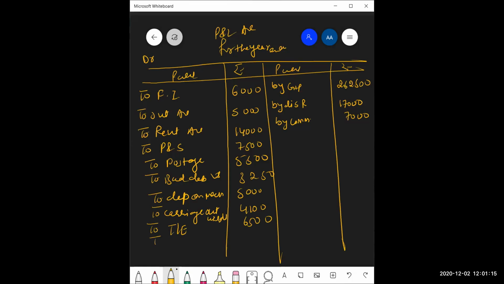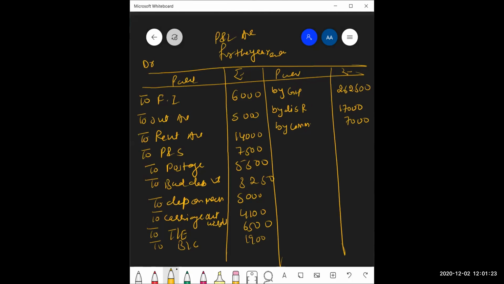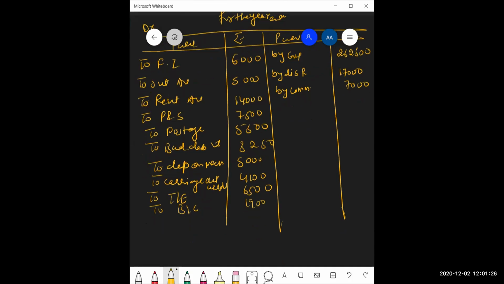Then traveling expense. To traveling expense, it is 6,500. Then to bank charges, which is 1,900. I am writing in short. Abbreviations I am using as time is less, but in the exam, you can't use abbreviations. You have to write the full form. Okay. To loss by fire, which is 3,500. It is given in the question. I'm just writing here only. To loss on sale of furniture, 4,000.